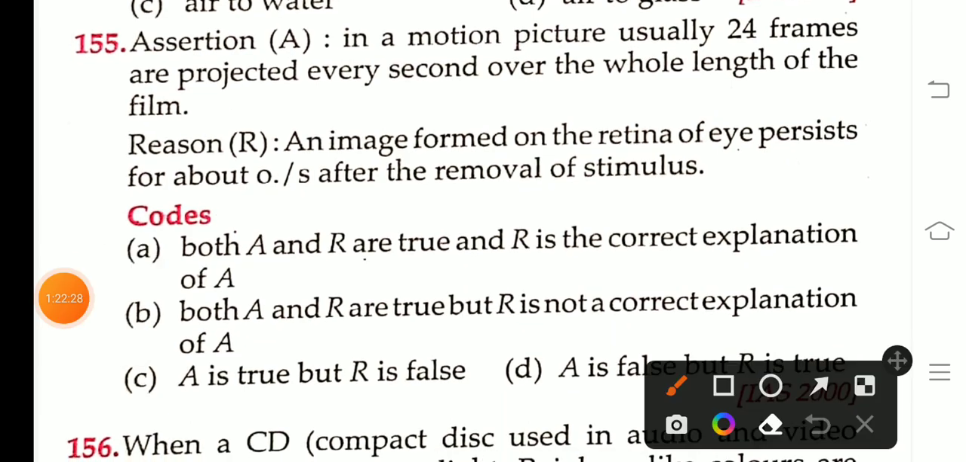Next, assertion A. In a motion picture, usually 24 frames are projected every second over the whole length of the film. Reason R. An image formed on the retina of eye persists for about 0.1 per second after the removal of the stimulus. Right answer will be option C. A is true but R is false.